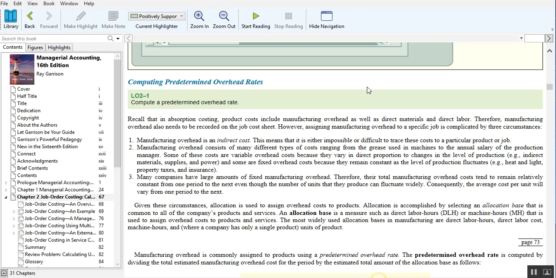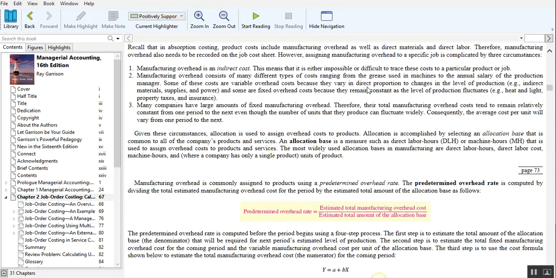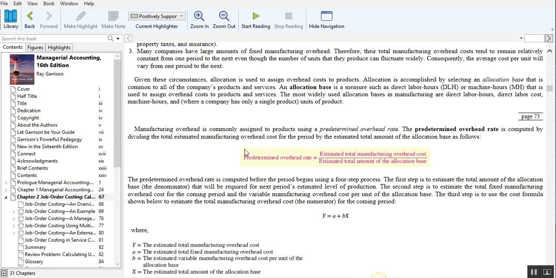So we want to compute predetermined overhead rates. And by the way, going into a year, we're going to calculate it before the year starts. So it may not be exactly correct, but we're going to estimate it. And we're going to use some kind of an allocation basis that will allow us to assign costs to a particular job or product. The formula for it will look like this. We're going to calculate the estimated total manufacturing overhead costs and divide it by whatever the estimated total amount of the allocation base is. And that will give us the predetermined overhead rate.